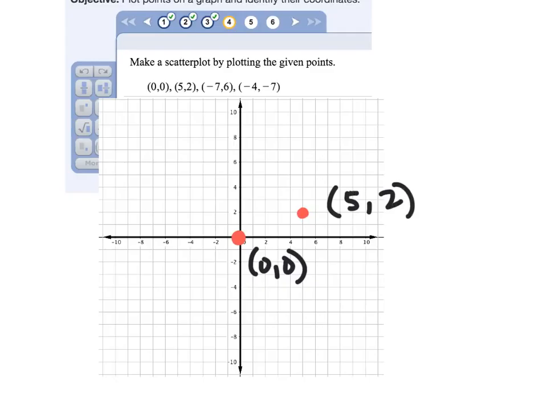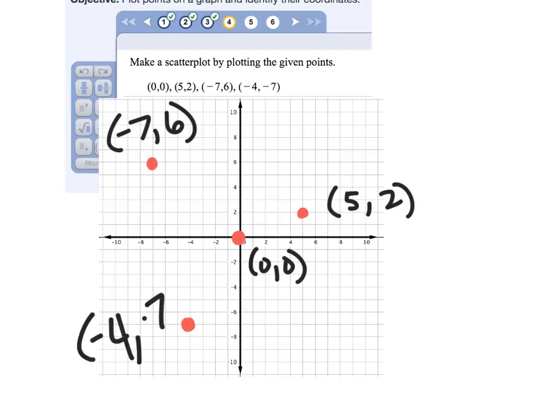And then negative 7, 6. So that means to the left 7, up 6. So that's going to be right there. So that's negative 7, 6. And then the last one, negative 4, negative 7. So negative 4 means to the left 4, and negative 7 means down 7. So we're going to put our dot right there. And that is our negative 4, negative 7. And that is your scatter plot.